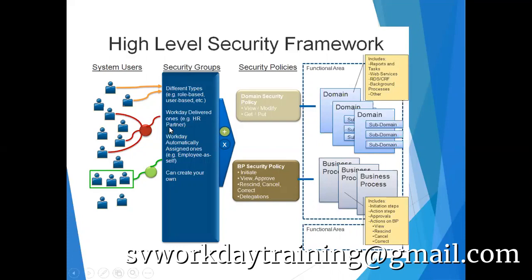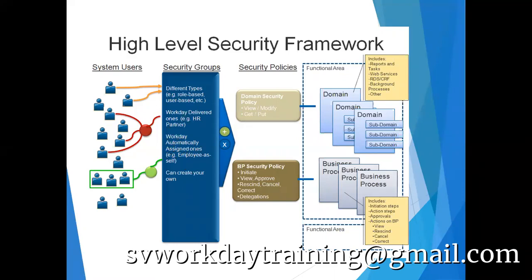Then there are some Workday delivered security groups. Workday says, I have got some role-based security groups wherein you can have HR partner, payroll partner, compensation partner, manager, employee as self. All these are the delivered role-based security groups. Now, how does a user get assigned to a security group? Third part, there are some security groups which are automatically assigned. What does an automatic assignment mean?